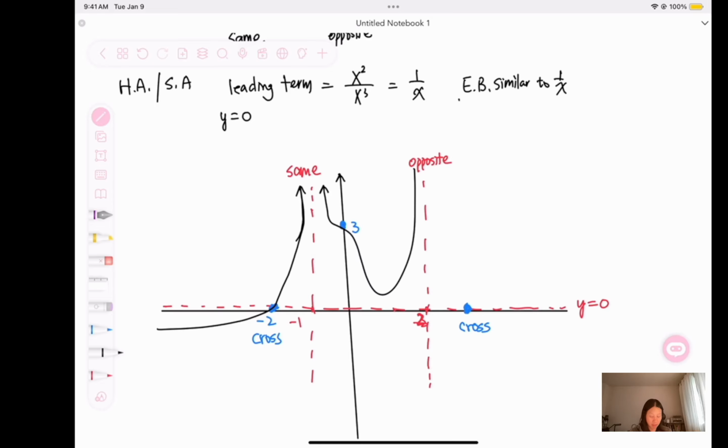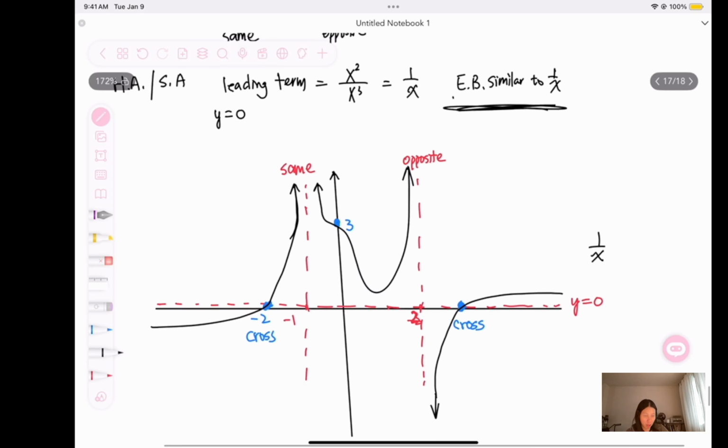Now, look at the right side of the graph. They have the opposite direction. Since this one is going up, on the other side of the asymptote they should start going down, and then cross this point and get to here, because the end behavior is similar to 1 over x. Remember, we proved that in here. So that goes to infinity and approaches 0. So that would be the graph.